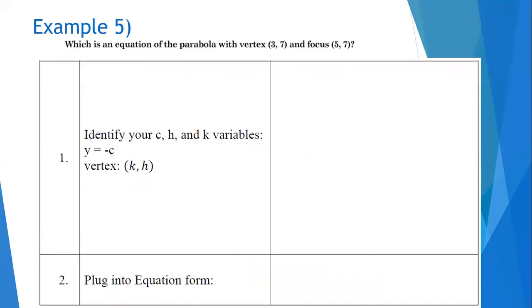All right, example 5. It wants to know, what is the equation of the parabola with a vertex at 3, 7 and a focus at 5, 7? Okay, so we're going to identify our C, our H, and our K. To find C, we're going to use the focus.